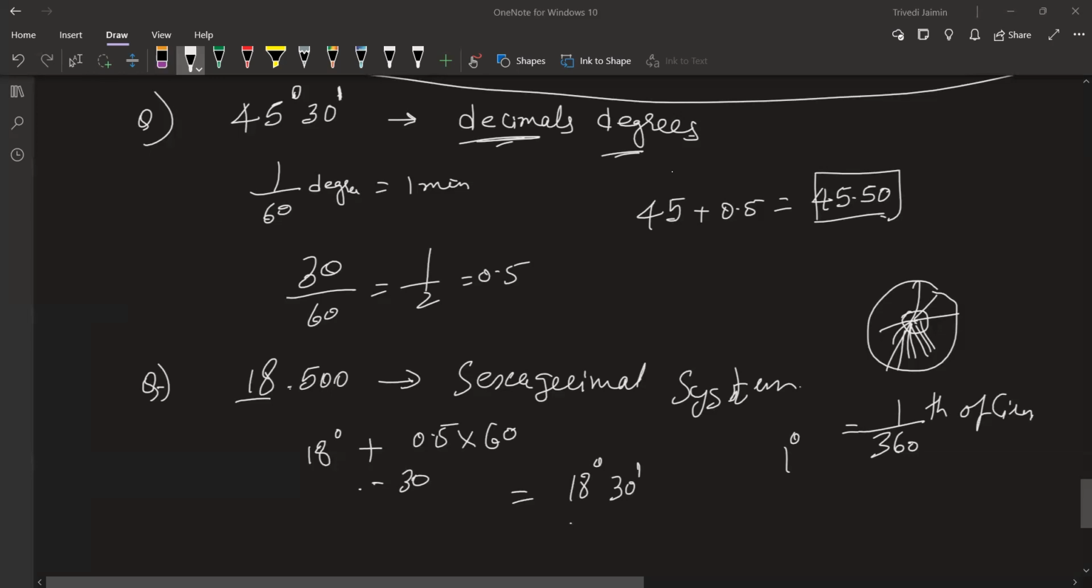Samarth, you got it? Yeah, sir. Actually, I thought we had to convert into seconds, and 18.5 degrees it was. I thought that's why I did. Oh, okay. We have to just convert into degrees. Okay.